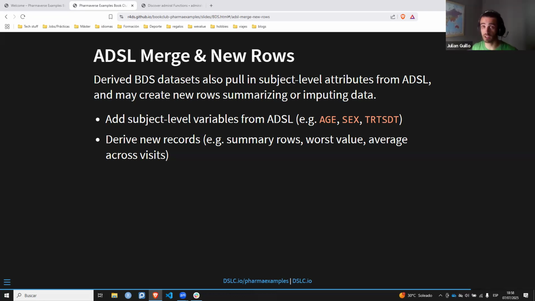Oh, that's good. I didn't know that myself. Yeah, so that's great. That is where you see the difference between the actual records, which are directly coming from the SDTM, and the derived records.